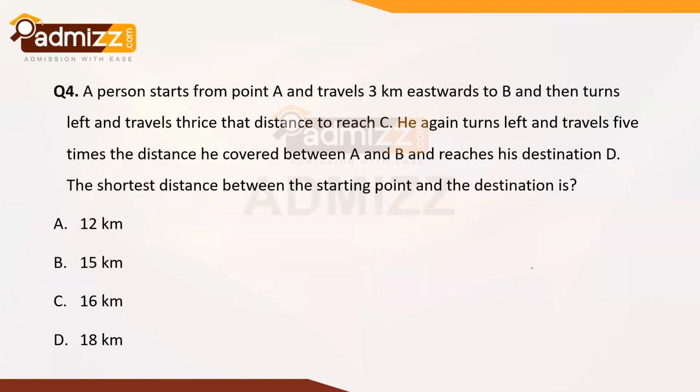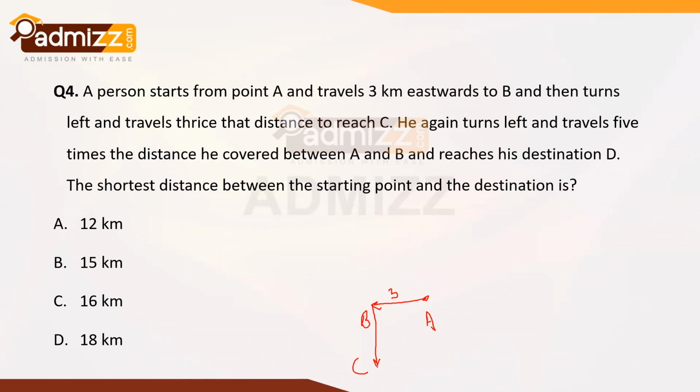Let's move on to question number 4. A person starts from point A, travels 3 kilometers eastwards to B. Then he turns left, which is down, and travels thrice the distance to C.